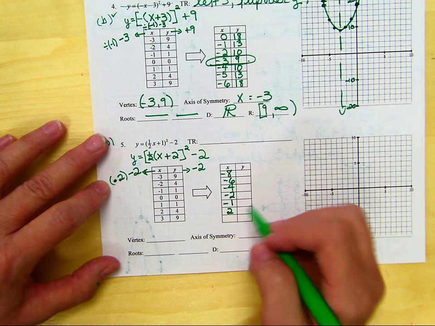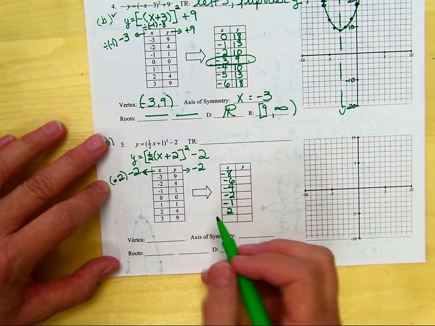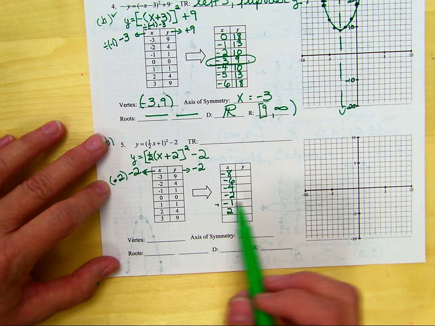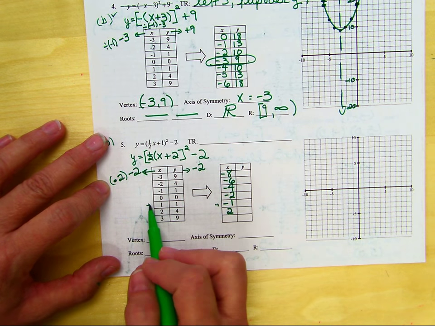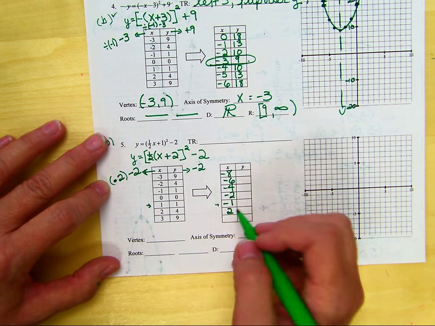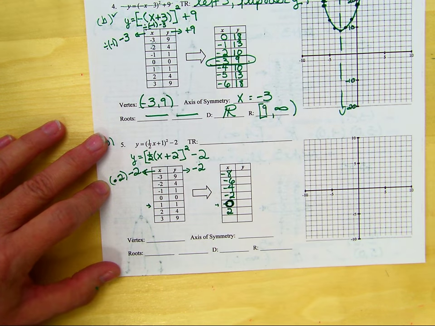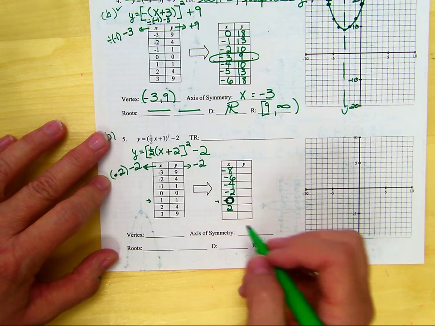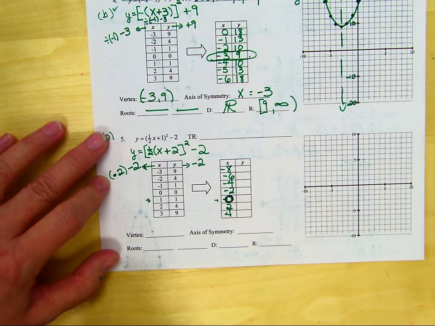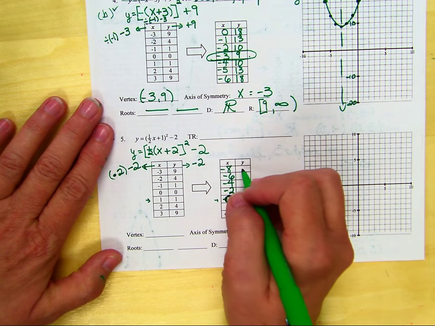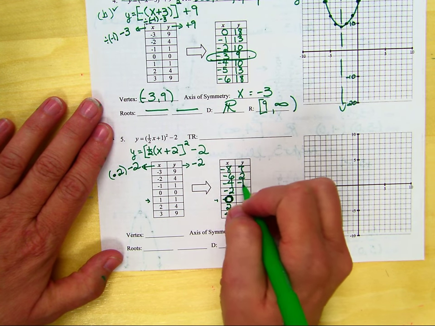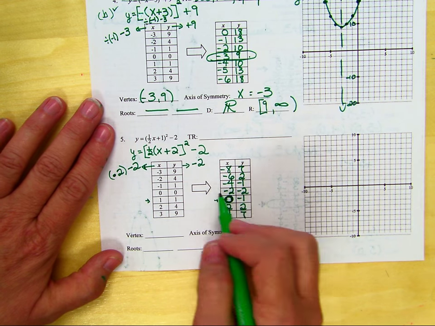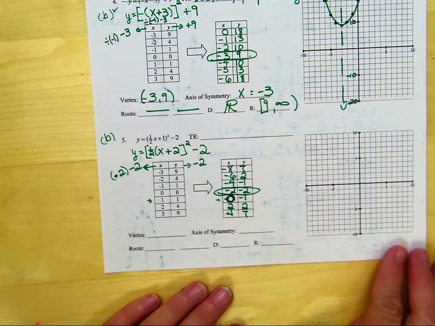I made a mistake right here. Notice it doesn't seem to be following the pattern. 8, 6, 4, 2. This one right here, 1 times 2 is 2. 2 minus 2 is 0. Sorry about that error. Hopefully you did it right. 3 times 2 is 6. Minus 2 is 4. My y column, all I have to do is subtract 2. So we've got 7, 2, negative 1, negative 2, negative 1, 2, and 7. Right in the middle is my vertex. So my vertex is negative 2, negative 2.